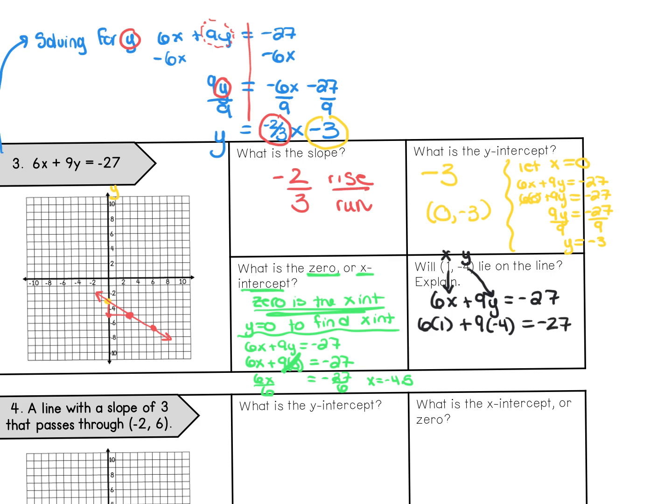And you're going to take the part I'm highlighting in yellow and just type this in your calculator. It will spit out the answer for you. And when it spits it out, you should get negative 30 equals negative 27. That's not true. So no, the point is not on the line.